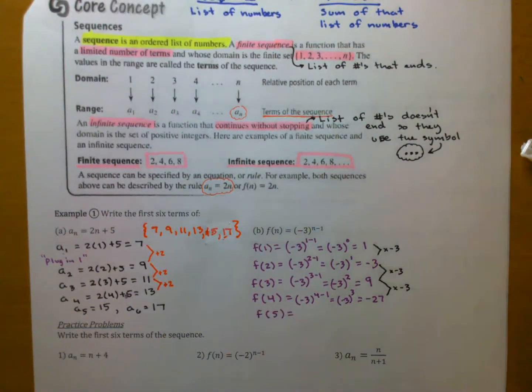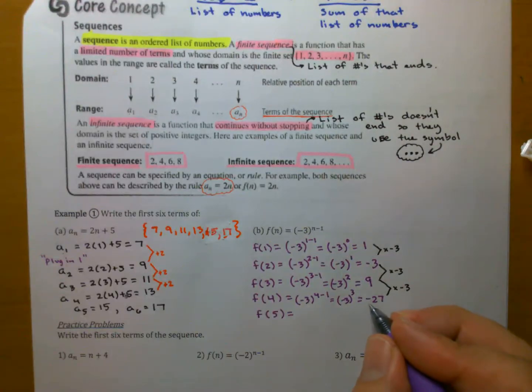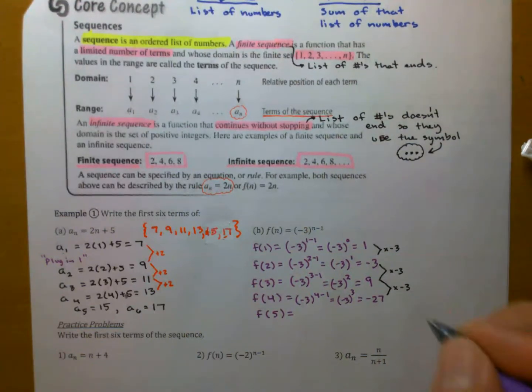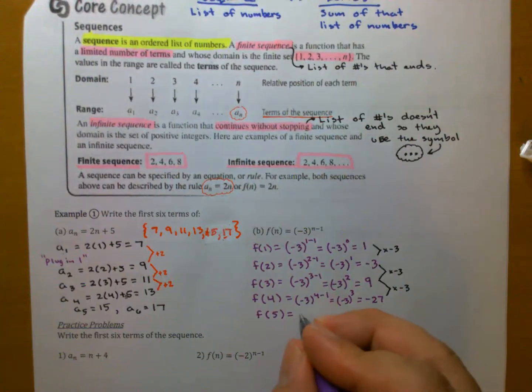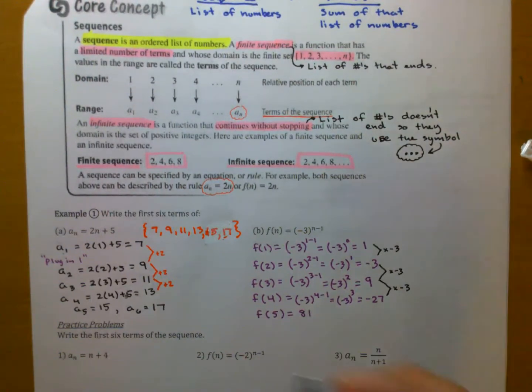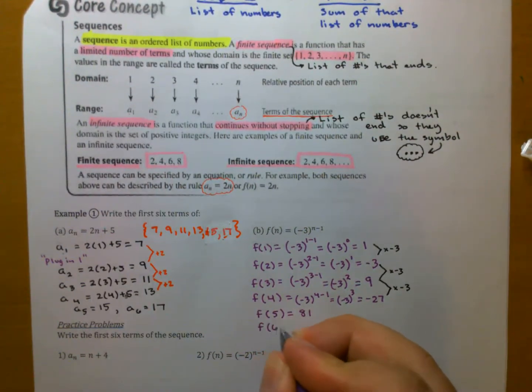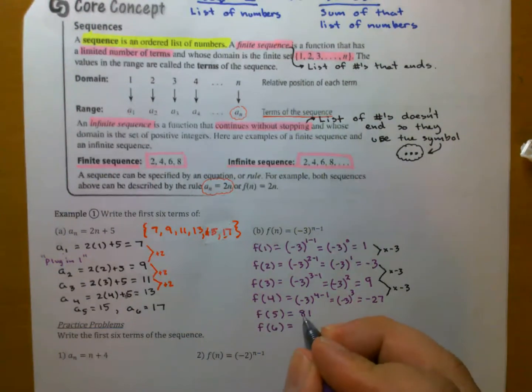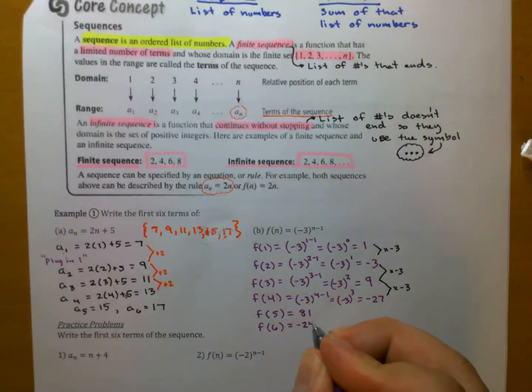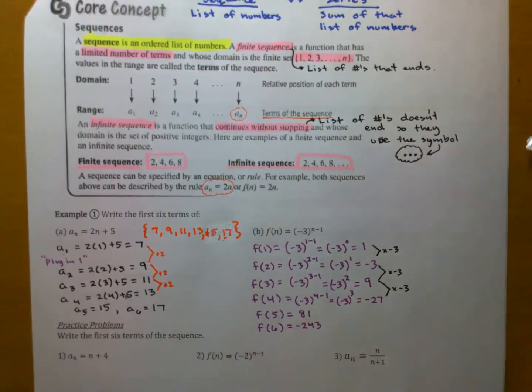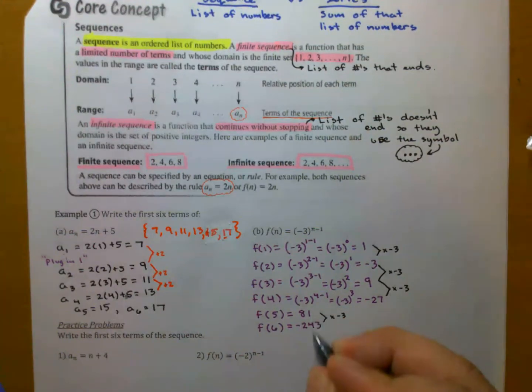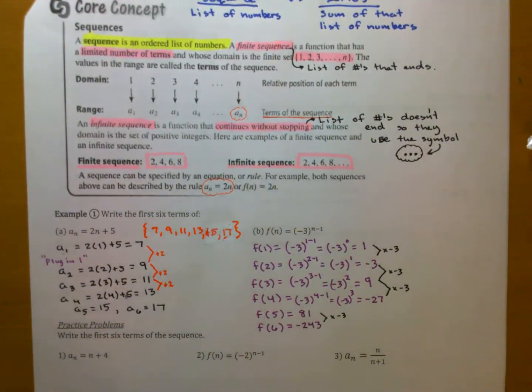You don't have to see the pattern right away. But negative 27 times negative 3 would actually give me a positive 81 as a result. And f of 6, because yes, they wanted 6 values, f of 6 would be 81 times negative 3, which would be negative 243. So remember, it continues. That's the pattern that we found. So that's how we can get our list going a little bit faster.